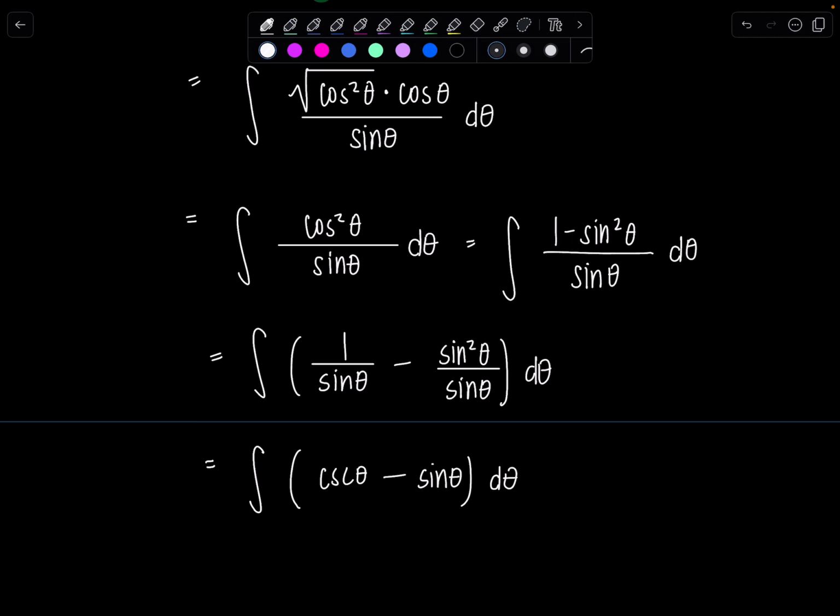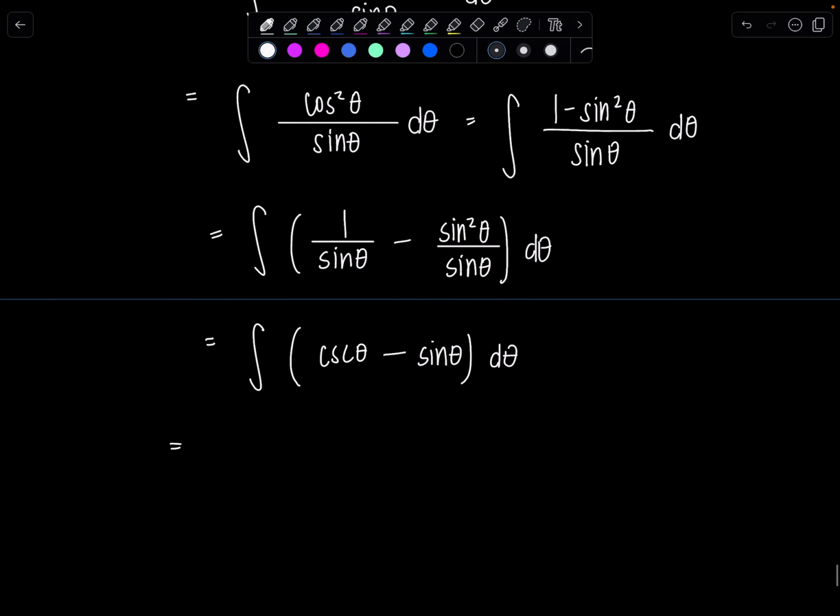There's a few different versions for the antiderivative of cosecant theta, so you pick your favorite. I'm going to use negative natural log absolute value of cosecant theta plus cotangent theta. And then the antiderivative of negative sine theta would be a positive cosine theta. And then don't forget we have plus c.